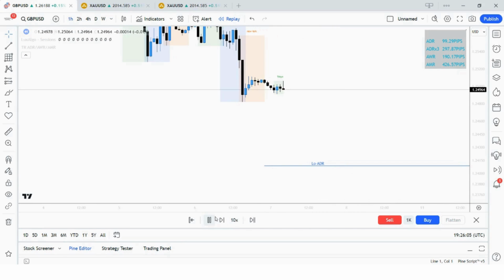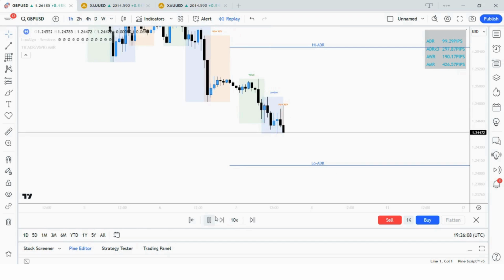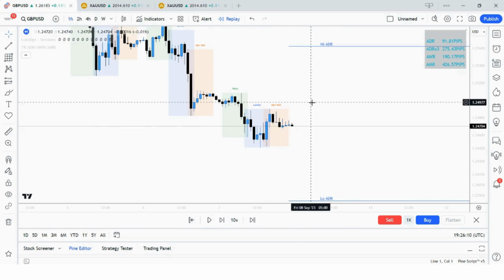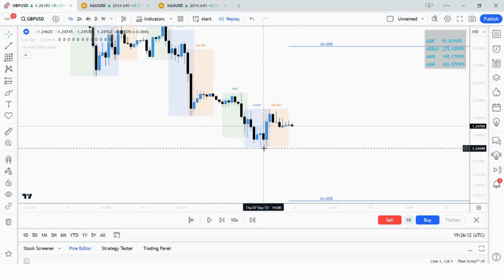And let's see what happens, right? So let's see what happens. So as you can see, the market did not meet the ADR high or the ADR low, right? And what this means is that we have lower momentum and volatility for today, which can also display that the institutions are injecting liquidity into the market, which can cause the market to consolidate.